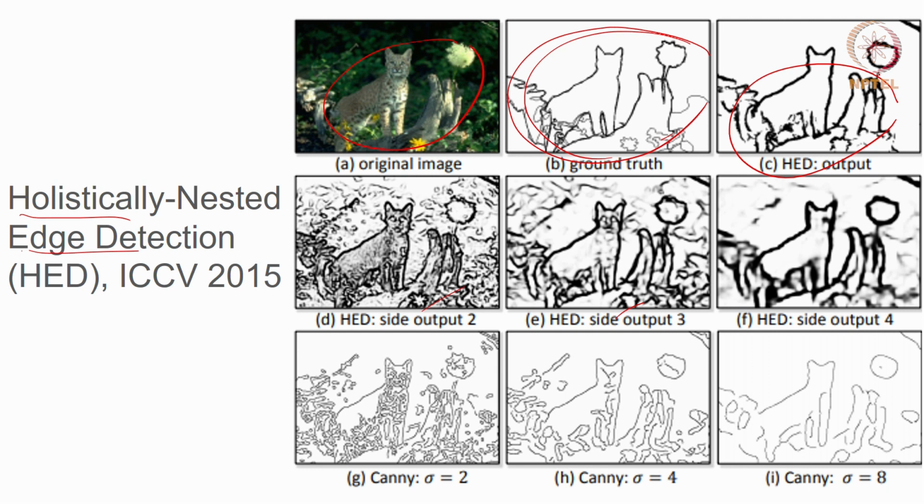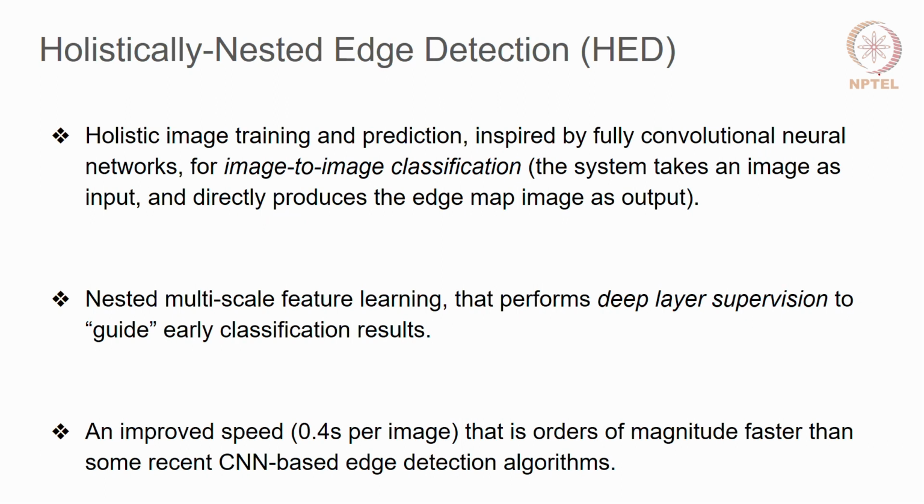And that is the goal, and just a glimpse of what would happen. Holistic in the sense that it's end to end. That's the sense in which it's being used. And nested because at every layer you have an output, and it's inspired by fully convolutional networks, all the way till the end.